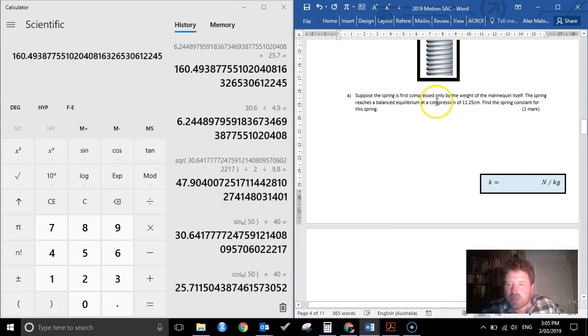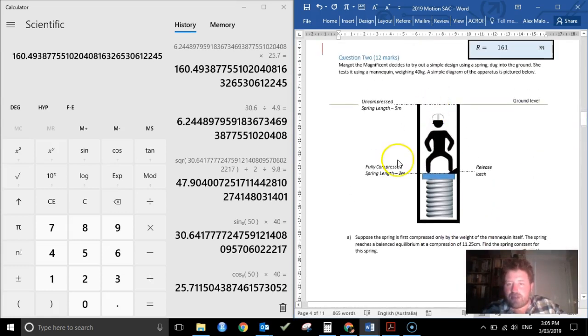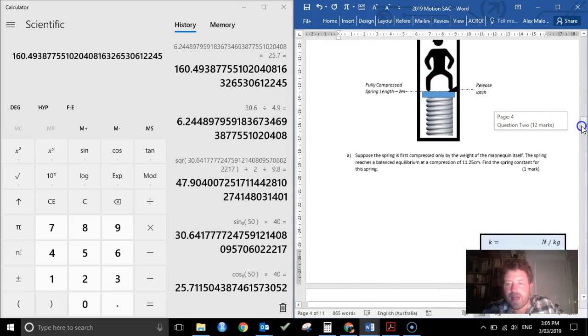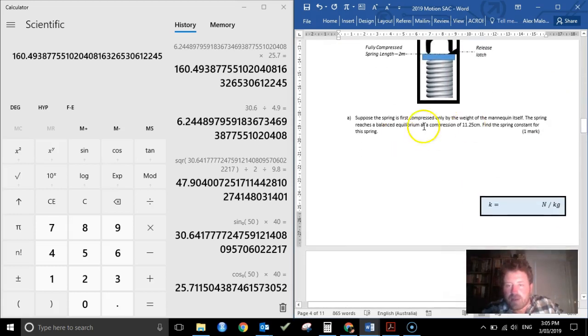Suppose the spring is first compressed only by the weight of the mannequin itself. So that's not necessarily going to push it down that 3 meters. And if it did, it wouldn't be a very powerful launch because it would just bounce her away. That's only a compression of 11.25 centimeters, so much, much smaller. Right, so we're going to find the spring constant of that spring.